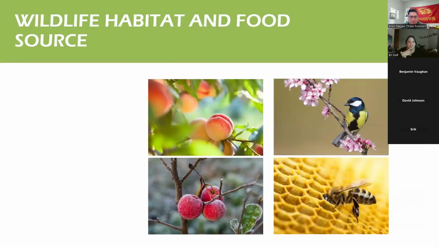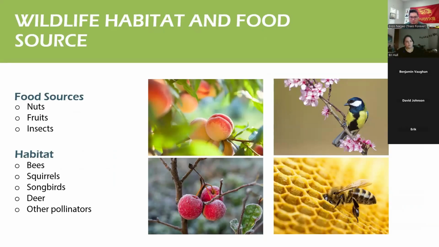And of course, our wildlife habitat and food sources. If we think about the food sources, trees provide fruits, nuts, insects. Not just that, but also the bark, the leaves, pretty much every part of a tree, some type of organism has found a way to make use of it. And it also provides that habitat. Something that a lot of people also don't realize, especially as we have shone a great light on the monarch issue.